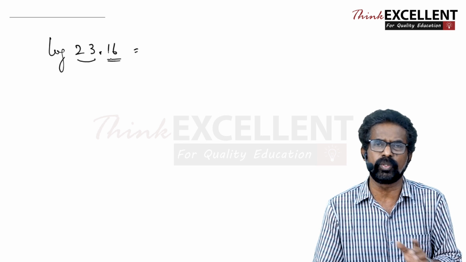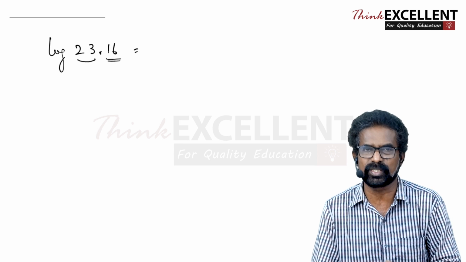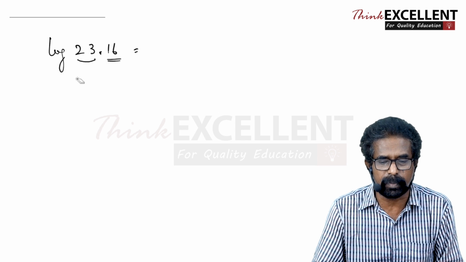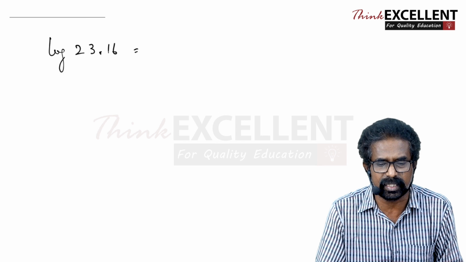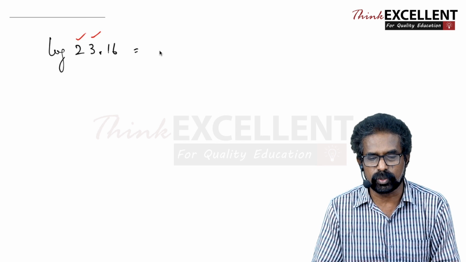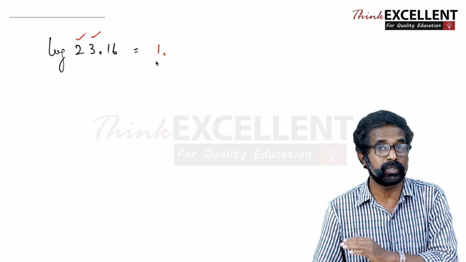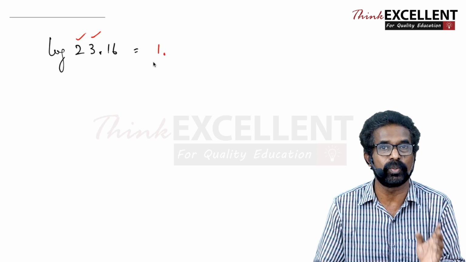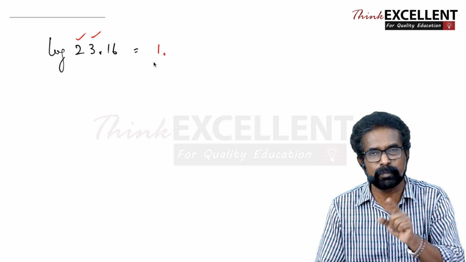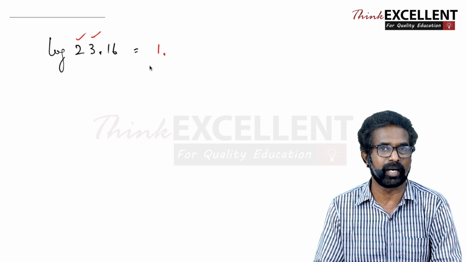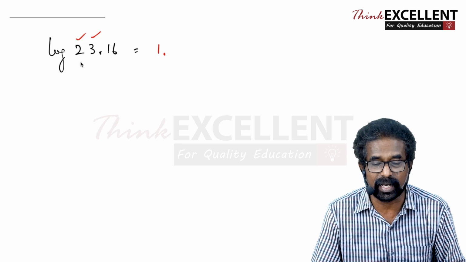To write the characteristic, you need no table. By seeing the number, you can write the characteristic. Count how many digits are there before the point: 1, 2. Two digits are there, so you write 1 point. Suppose there are 3 digits, you write 2 point. Suppose there are 5 digits, you write 4 point. Reduce it by 1. Here, before the point, you have 2 digits, so reduce 1, you write 1 point. Now you have to find the mantissa.